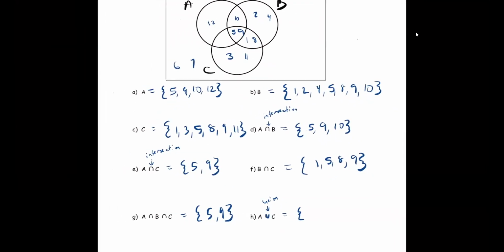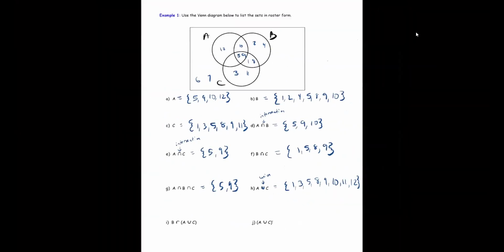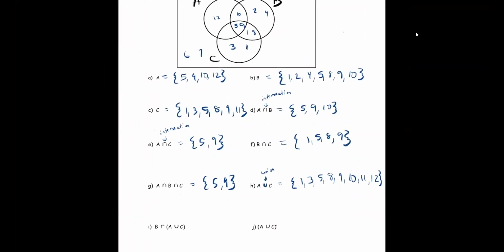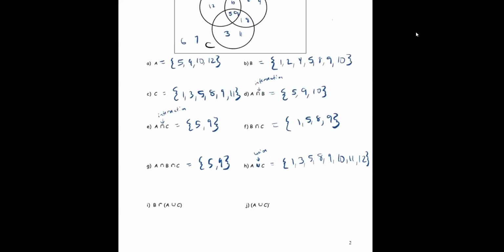It just means combine everything in A with everything in C and put them all together. All right, so let's write that. So that would be 1, 3, 5, 8, 9, 10, 11, and 12. I think I got them all right. Yeah, that's all of them. I counted, there should be 8 of them. Okay, so that's good.